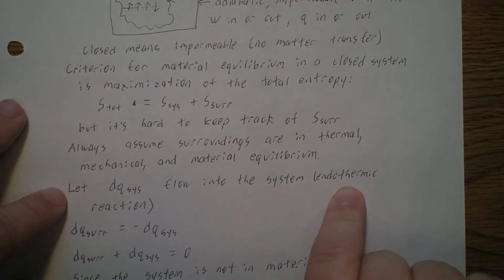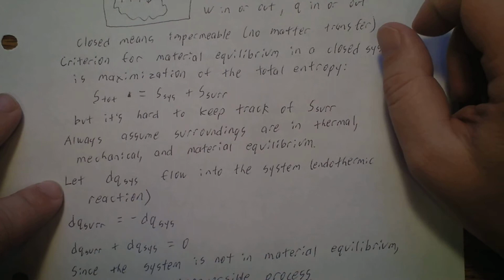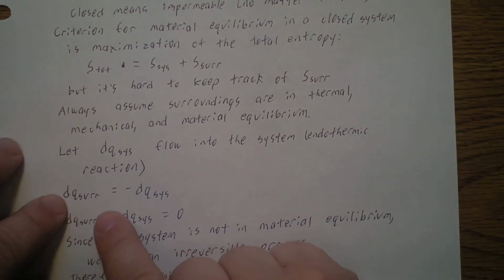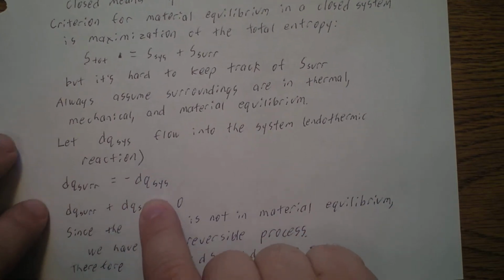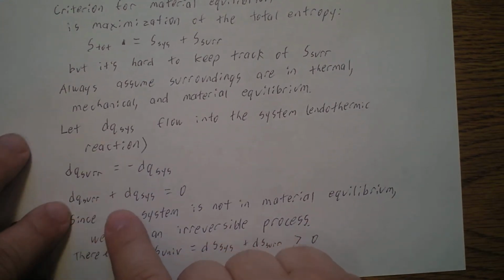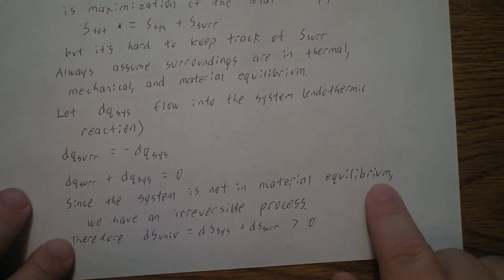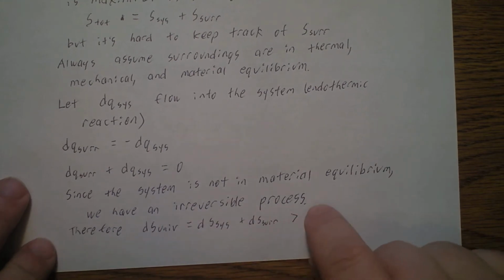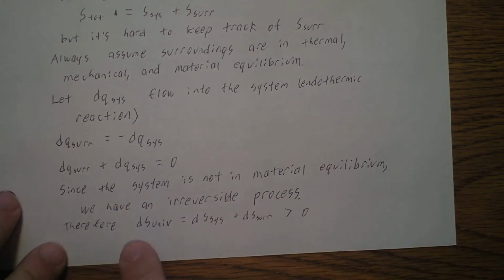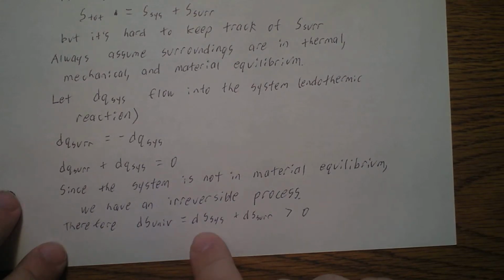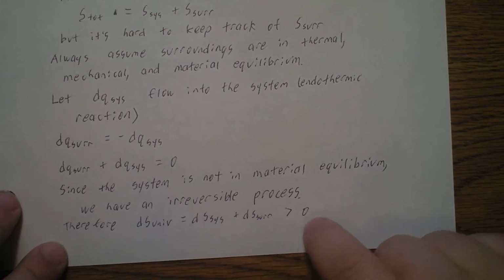So let's say that the dq of the system flows into the system. So it's going to be an endothermic reaction. Energy is going into our system. Then that means dq surroundings is equal to minus the dq of the system by conservation of energy. So the dq of the surroundings plus the dq of the system has got to be equal to 0. Since the system is not in material equilibrium, we have an irreversible process. Therefore, the dS of the universe, the differential of the entropy of the universe, is equal to the differential of the entropy of the system plus the differential entropy of the surroundings, which is greater than 0. Because it's irreversible.